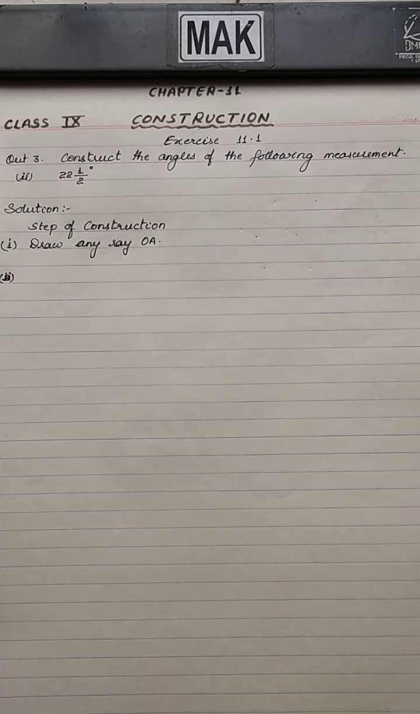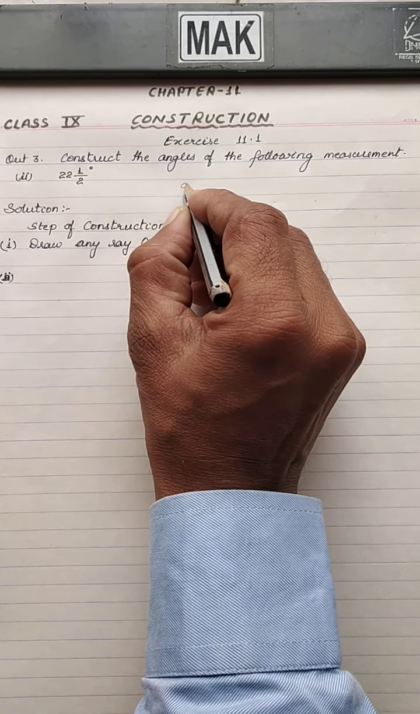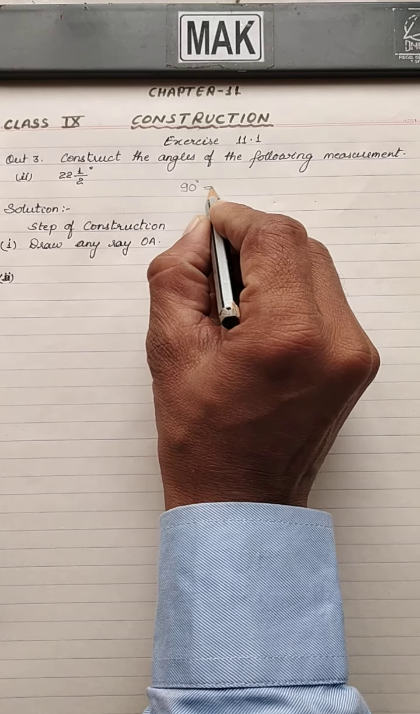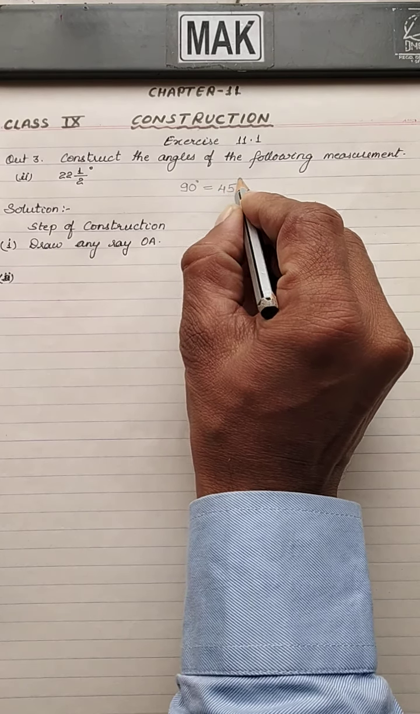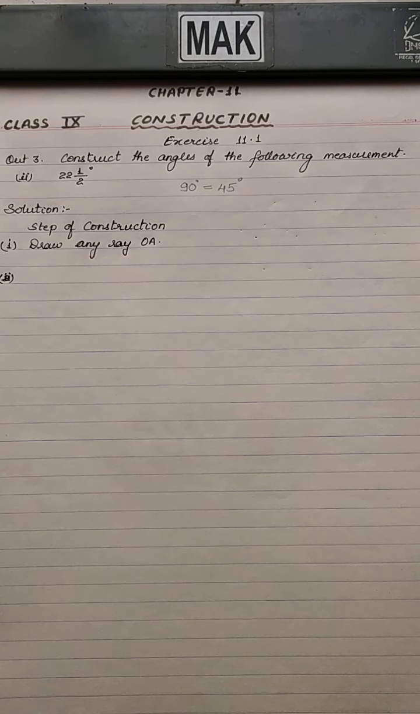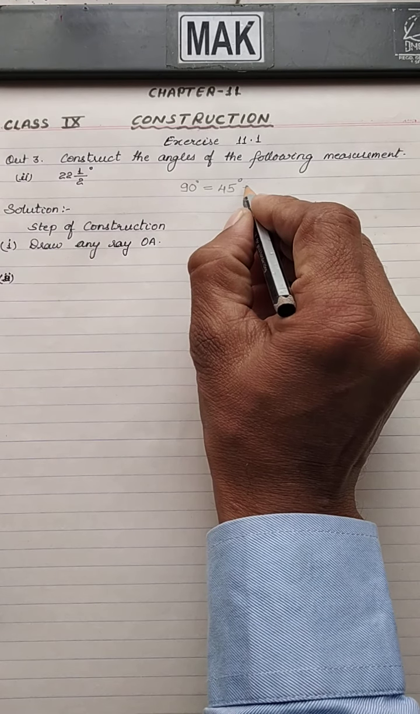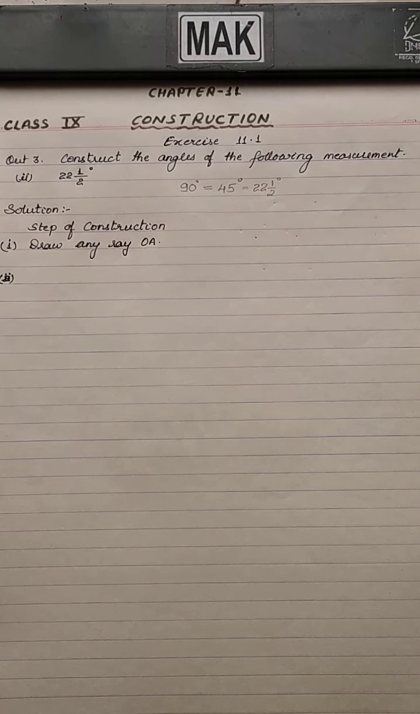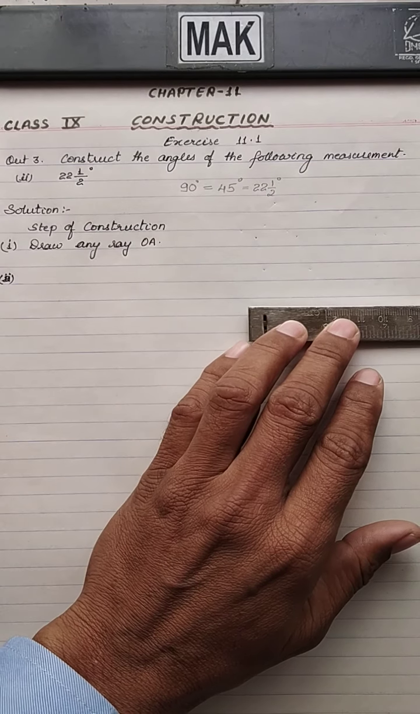Yes, now dear student, we will see how we can construct an angle of 22.5 degrees. All of you know it very well that if we draw the angle bisector of a 90-degree angle, then it will be 45 degrees. And if we draw the angle bisector of the 45-degree angle, then it will be equal to 22.5 degrees.